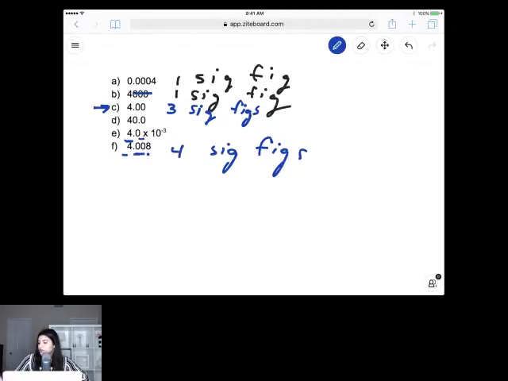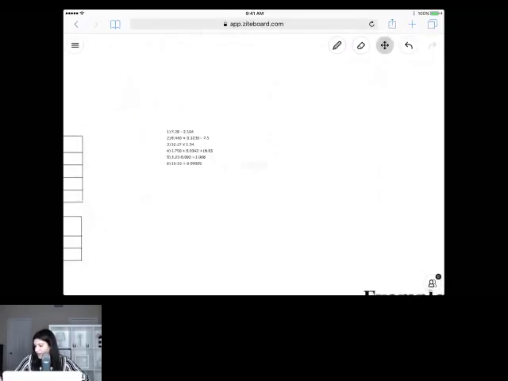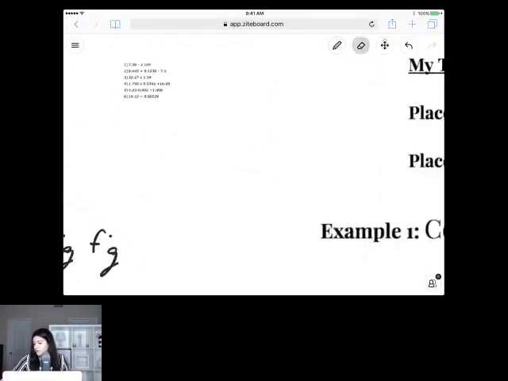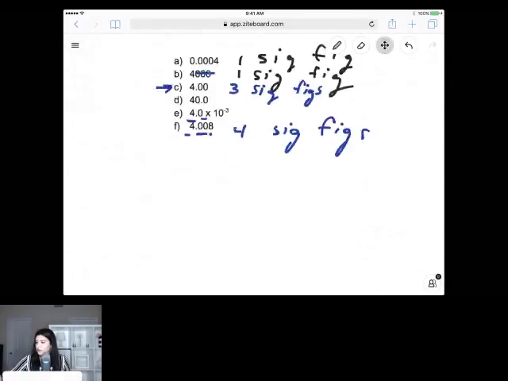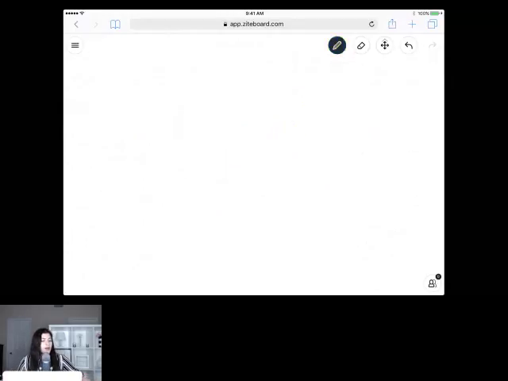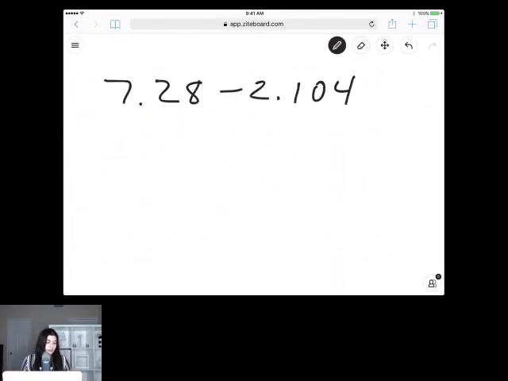So I'm going to move on to, oh, am I not able to see that? Here, I might have to write these out. I'm going to move on to adding and subtracting, and I know that that tends to be a problem. So let's say we had 7.28 minus 2.104. So remember our rule, whenever we're adding or subtracting two numbers with different significant figures, we look at, anybody remember when adding and subtracting, what do we look at?